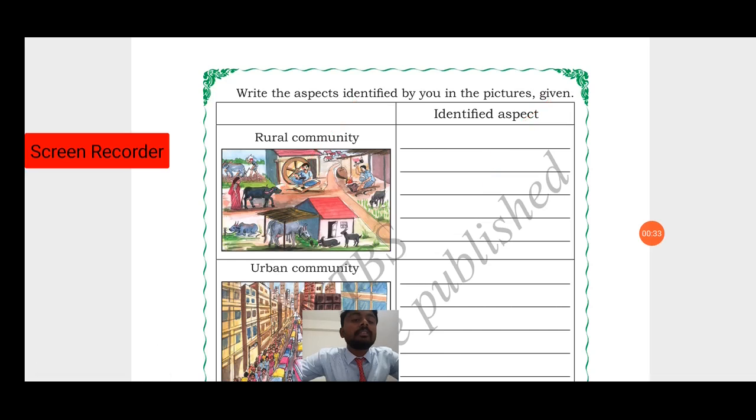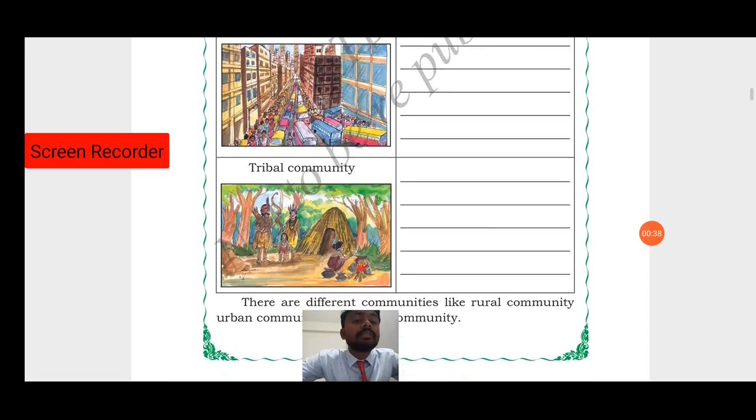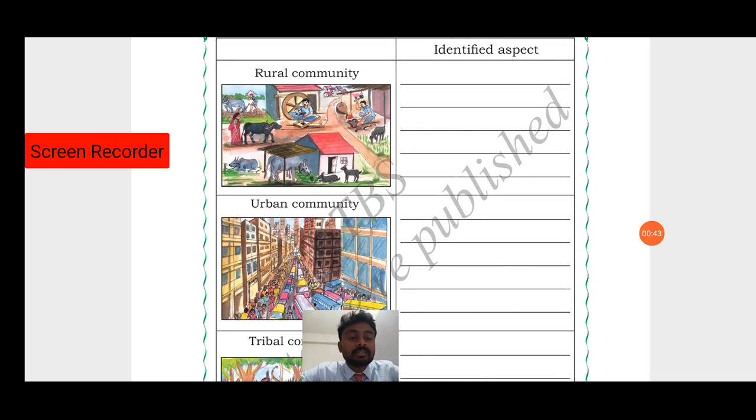Okay, see students, in the first column you can see the rural communities, urban communities, and the tribal communities. These community pictures are given on the screen. Yes or no? So rural community is the village area. You can see in the village areas the cattle, human beings, buffalo and goat. You can see the wheels also. So these are the pictures seen in the rural communities.